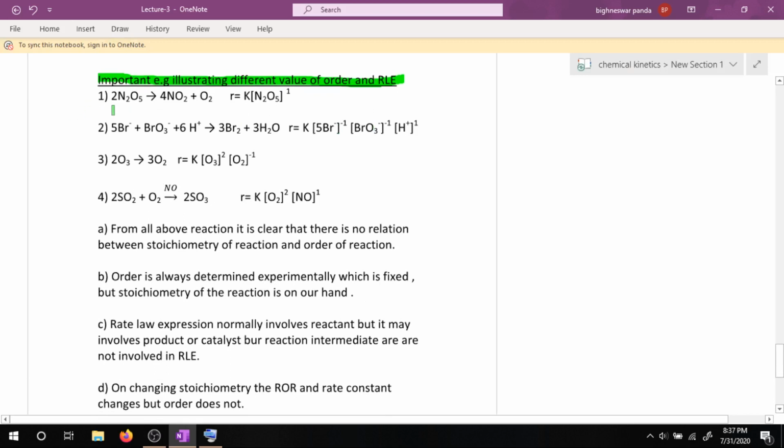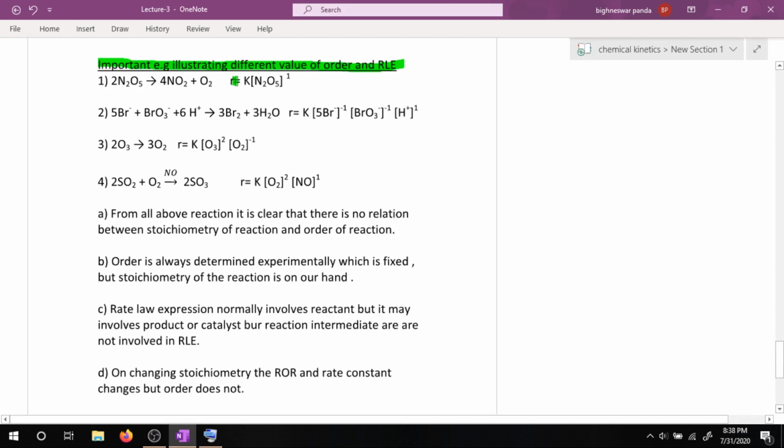So this is the first reaction: 2N2O5 gives rise to 4NO2 plus O2. Just look at the reaction. Here rate is equal to K into [N2O5] to the power 1. Similarly, consider the next reaction.